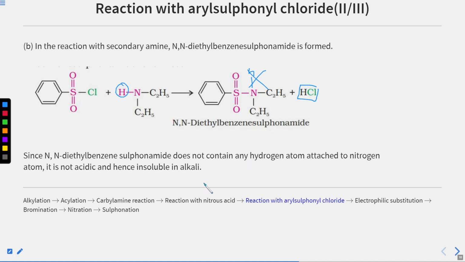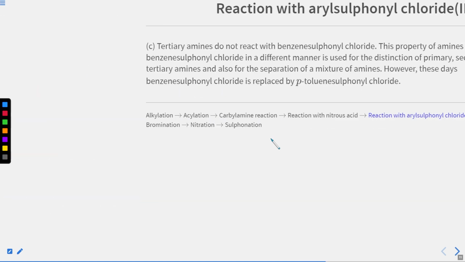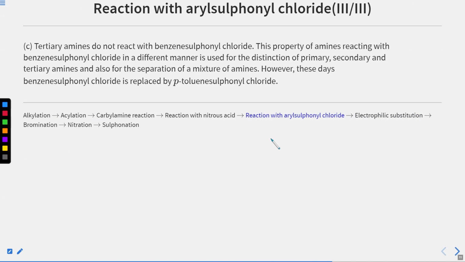In all this reaction, the product that we are getting is called N,N-diethyl benzene sulfonamide, because we have two ethyl groups here. Now next, let us see what happens if you treat it with the tertiary amine. If you treat it with the tertiary amine, it does not give a reaction, so it is different for primary, secondary and tertiary amine. So it can be used for the separation of a mixture of these amines.